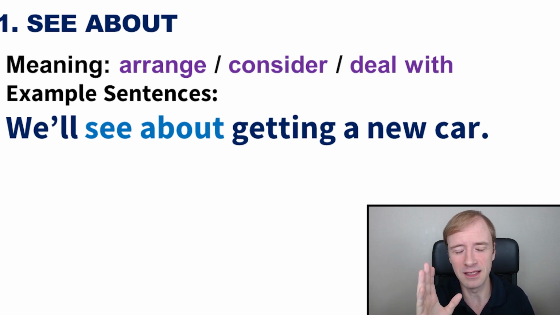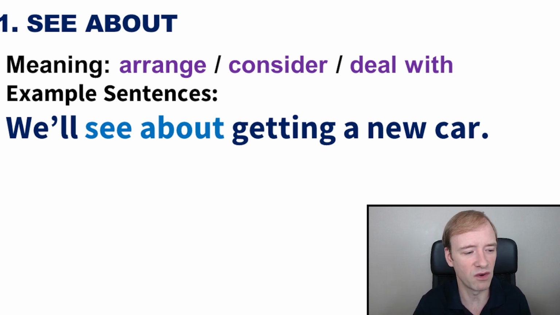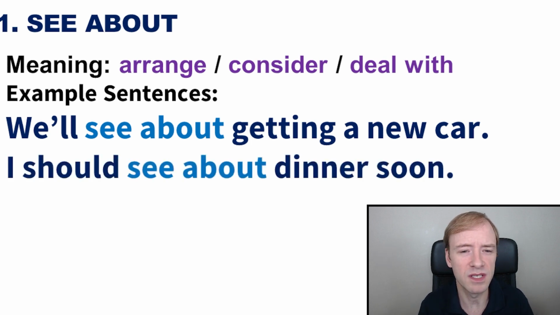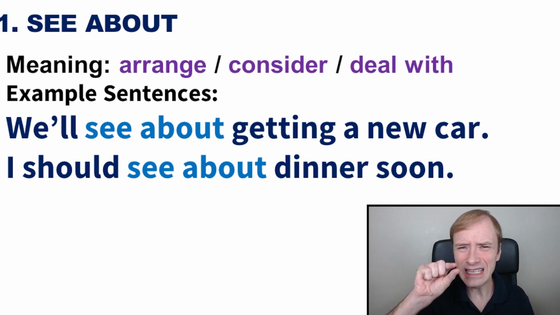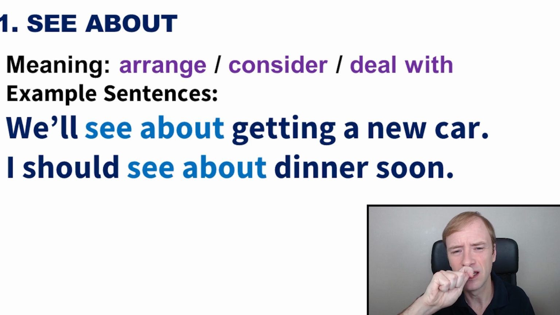I know it's not a clear meaning with phrasal verbs. It's one of those things you just have to keep hearing and keep reading, and you will start to understand in which situations we use these phrasal verbs. So another one with see about here: I should see about dinner soon. Now, this is more arrange or deal with dinner. They should cook dinner soon. So you can see about in these two different sentences has a little bit different meaning. And you've got to know both.